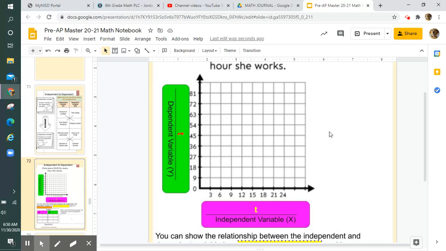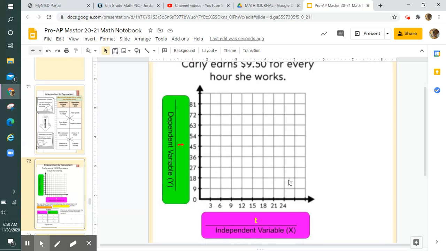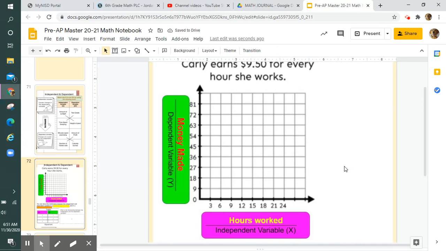So if we look at this situation here, it says Carly earns $9.50 for every hour she works. The thing that you're changing is how many hours she works. So that is your independent variable. So in here, we're going to put hours worked. Okay. Your dependent variable is the outcome of that, which is the money she makes. So the money made. Depending on how many hours she works will determine how much money she makes.